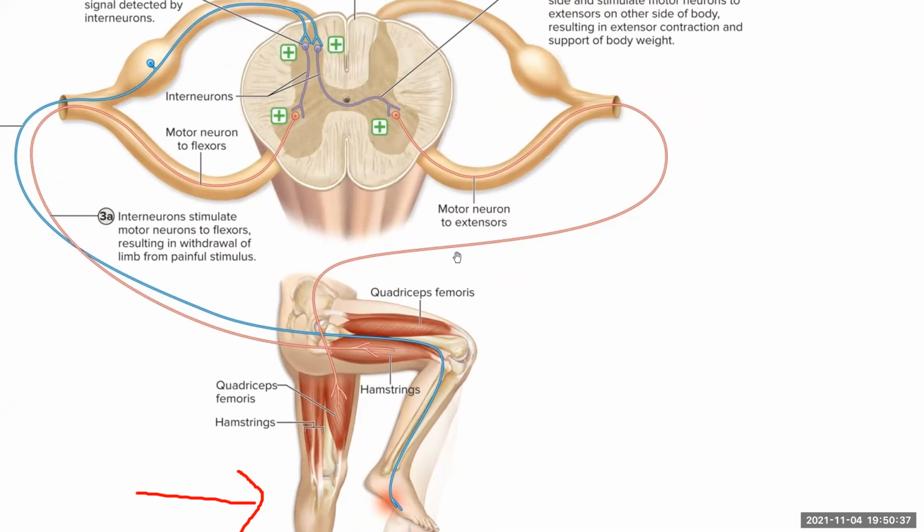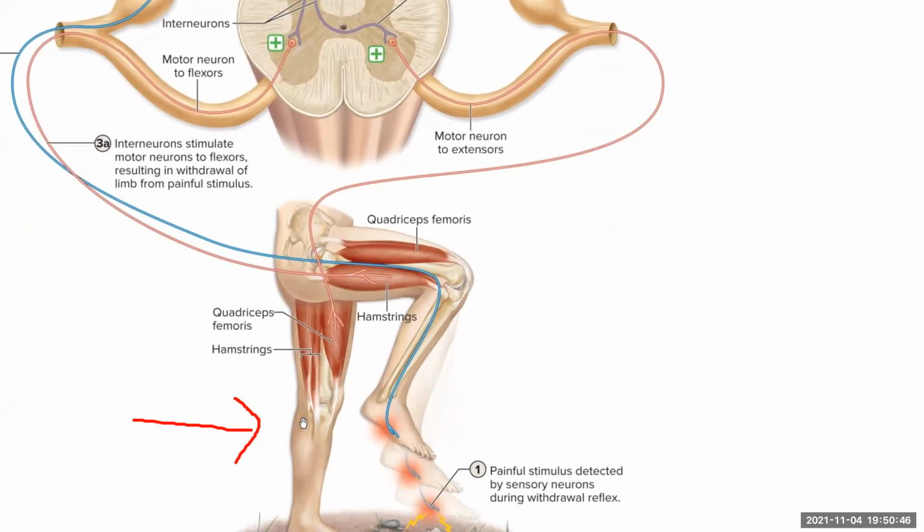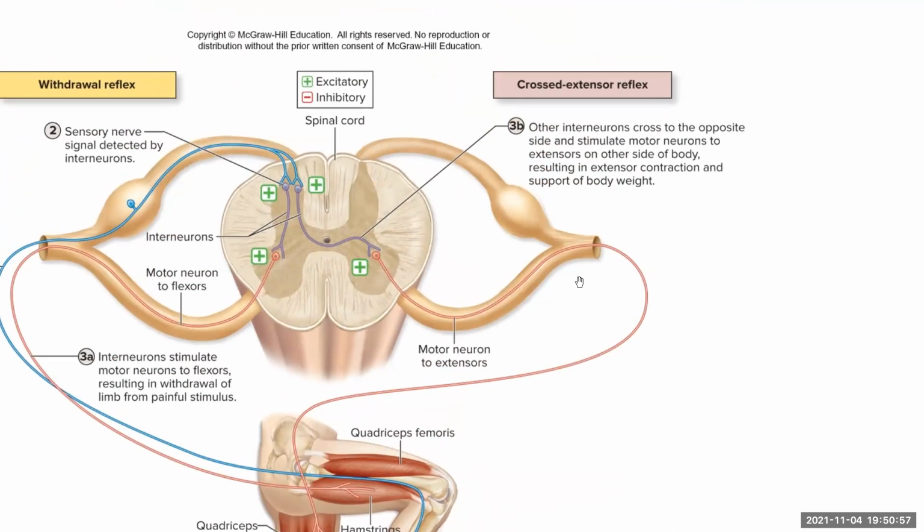So it sends that information down, and that will stimulate the quadriceps femoris muscle group here in our left leg, keeping the knee straight so you can support your body weight as you pull your other limb, your right leg, away from the painful stimulus. That's the crossed extensor reflex.